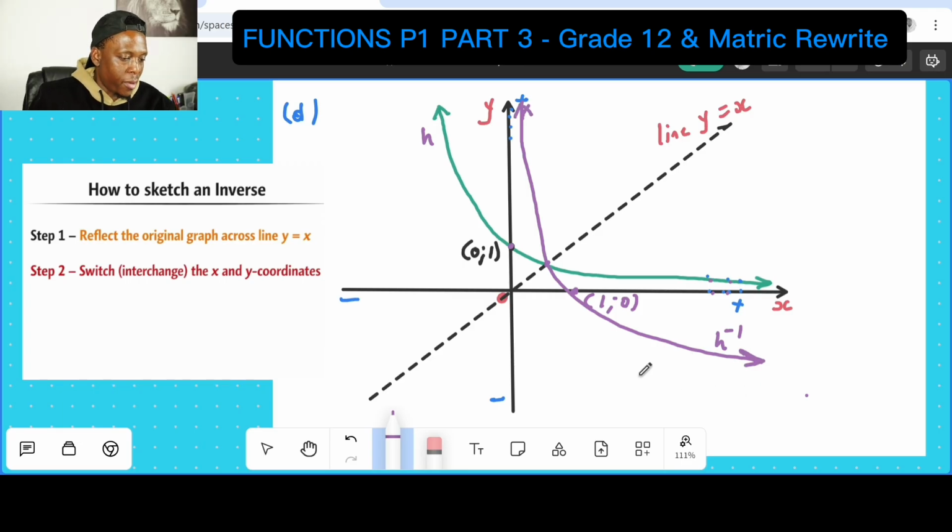So now remember, when you draw the inverse of an exponential function, analyze the original graph. In this case, the original is too close to the positive x-axis. The inverse will be too close to the positive y-axis. And checkmate.